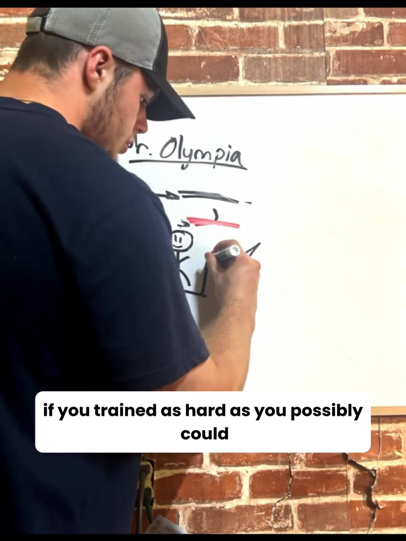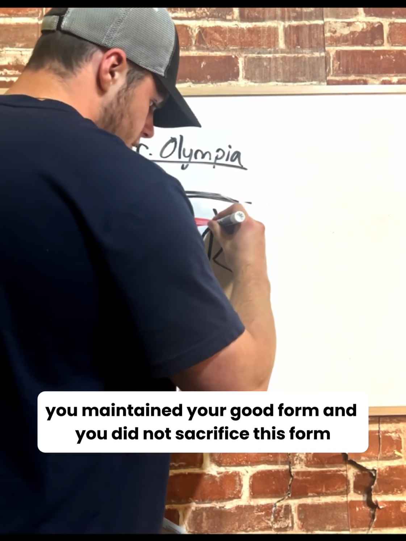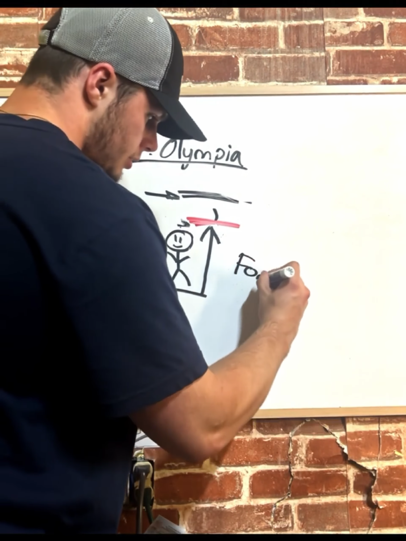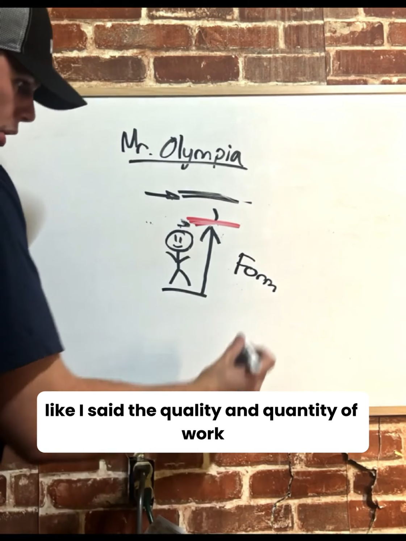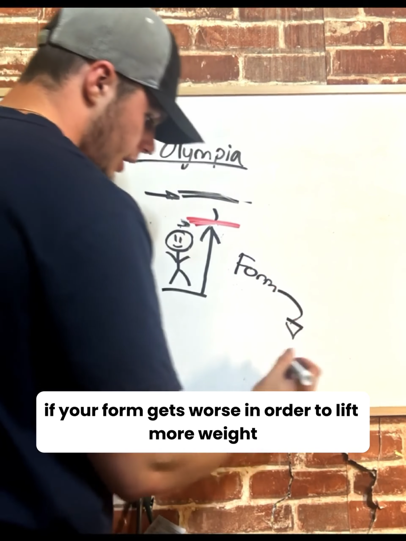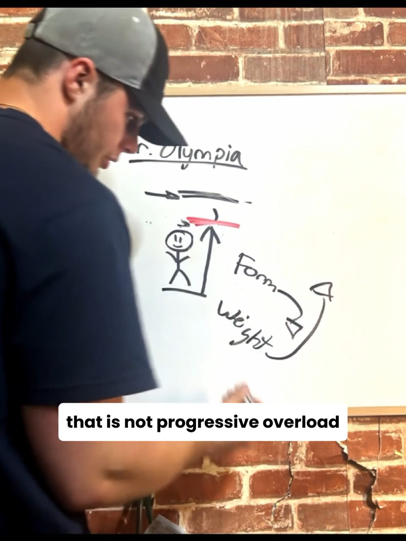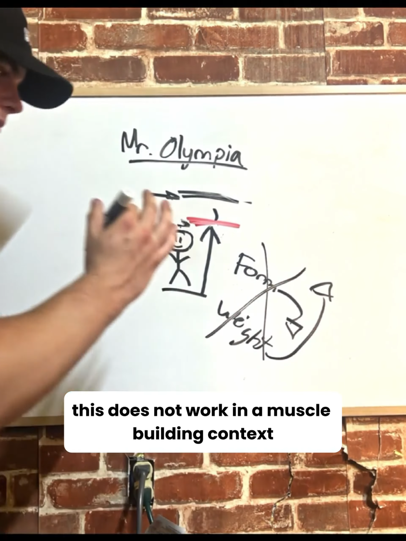If you trained as hard as you possibly could, you maintained your good form, and you did not sacrifice this form. Like I said, the quality and quantity of work. If your form gets worse in order to lift more weight, that is not progressive overload. This does not work in a muscle building context.